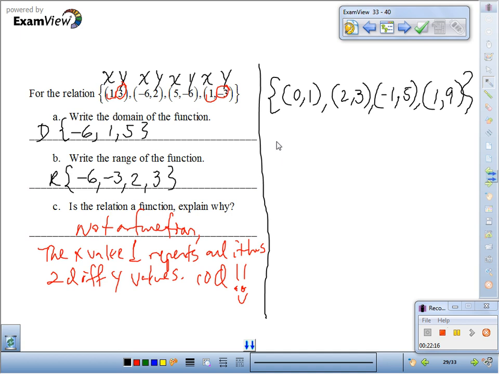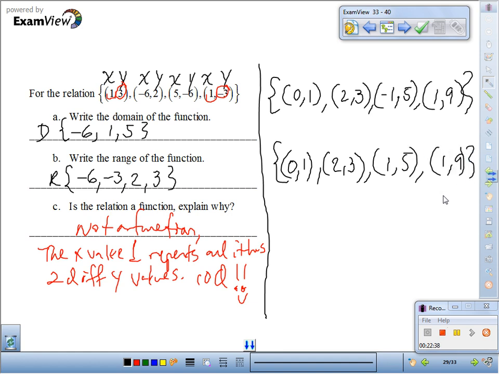All right. But as soon as we see this, look up. (0, 1), (2, 3), (1, 5), (1, 9). So why is that one not a function? Everyone, because the x value repeats, but they have a different what? Y value. Okay? All right, let's move on to number 32.